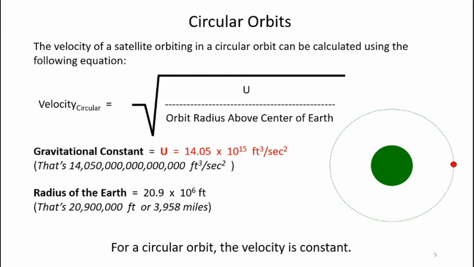Calculate the velocity of a circular orbit using this equation shown here, where velocity is equal to the square root of the gravitational constant divided by the orbital radius above the Earth's center. Now, the orbital radius is calculated by taking the Earth's radius, shown here, and adding to it the height of the orbit above the surface of the Earth. Now, if you make this calculation, you'll notice that the velocity is constant throughout the entire orbit.